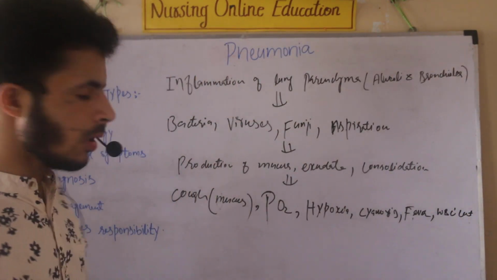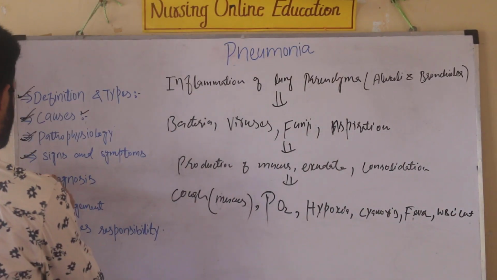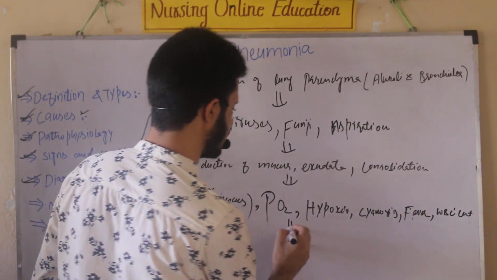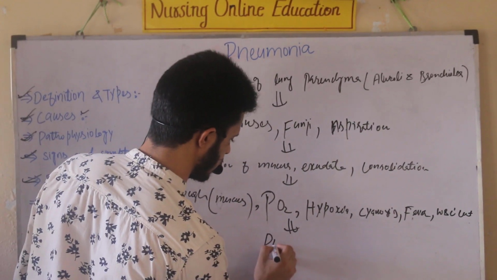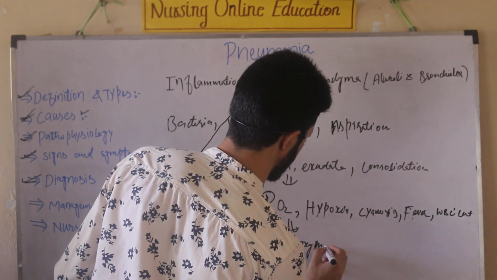And now we will go to the diagnostic measures. So this is the explanation of signs and symptoms. Now we will go to the diagnosis. I am explaining this very briefly. Now, how can we diagnose? The partial pressure of oxygen we will diagnose by pulse oximetry.